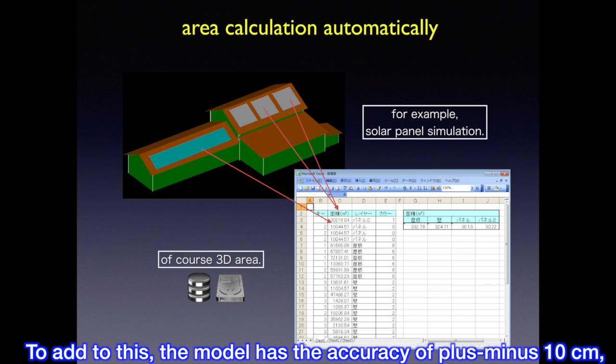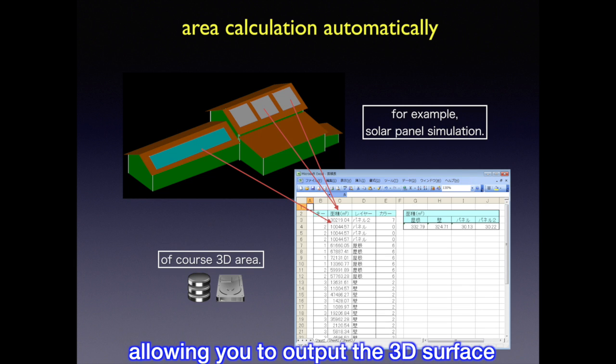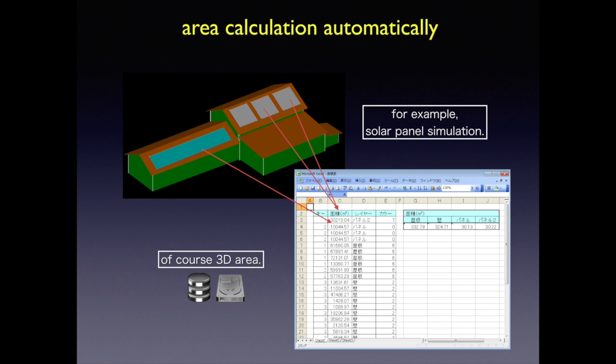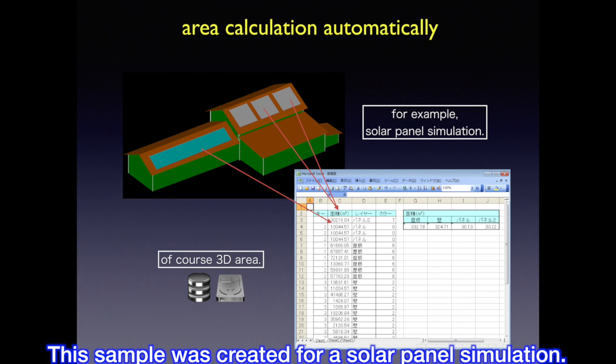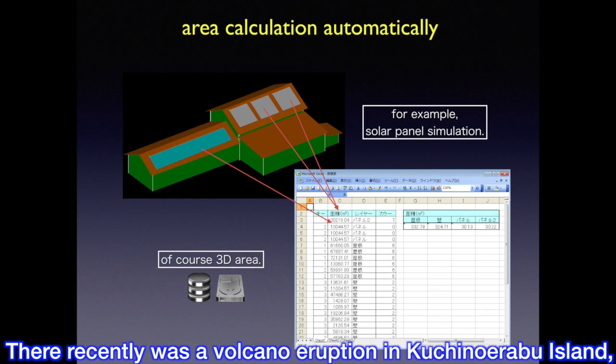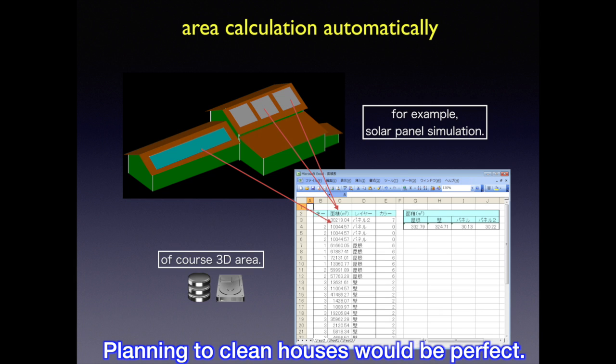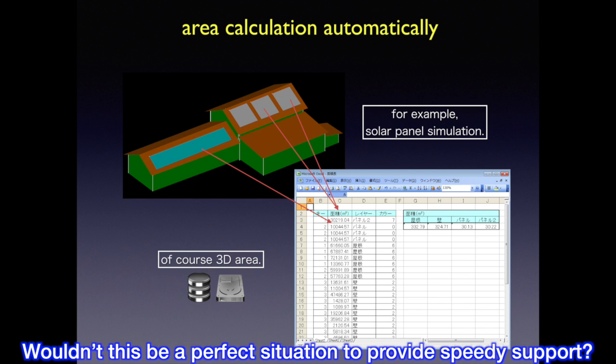To add to this, the model has an accuracy of plus minus 10 cm, allowing you to output the 3D surface to Excel and apply it for multiple uses. This sample was created for a solar panel simulation. There was recently a volcano eruption in Kuchinoerabu Island, Kagoshima Prefecture. It could be applied to study and record the area covered by the ash. Planning to clean houses would be perfect. Would this be a perfect situation to provide support?